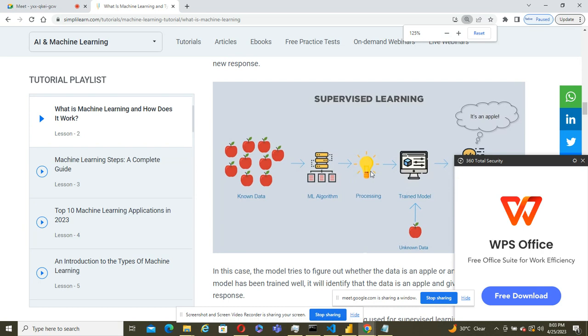Now, the same thing is applied here. Here, we know our data to be apple. We are training our AI so that it can be able to detect apple among the numerous fruits we have.